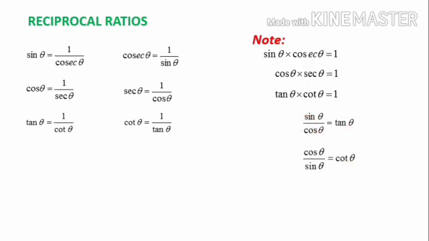Again cot theta in terms of sin and cos, that is cos theta by sin theta. So these two formulas you have to keep in mind. Tan theta is equal to sin theta by cos theta, and cot theta is equal to cos theta by sin theta. Next we shall bring trigonometric ratios of 0, 30, 45, 60 and 90 degrees under one frame.